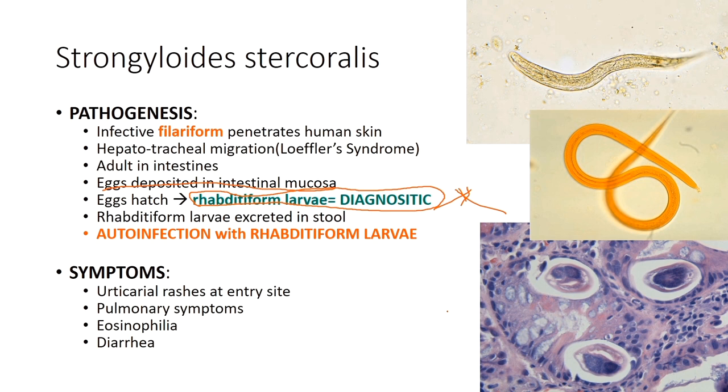This rhabditiform larva can reinfect this person as well. It might not make it out into the poop. It actually might just reinfect and cause this whole system or cycle again. So you can have urticarial rashes because it's a parasite, pulmonary symptoms because of the Loeffler's, eosinophilia because of the Loeffler's, and obviously we're in the intestinal tract, so diarrhea.